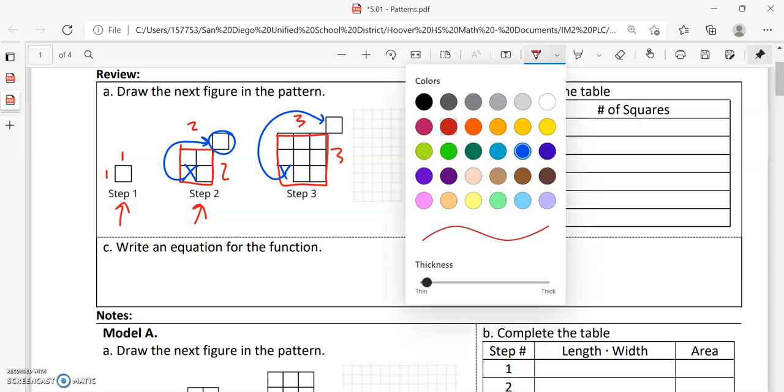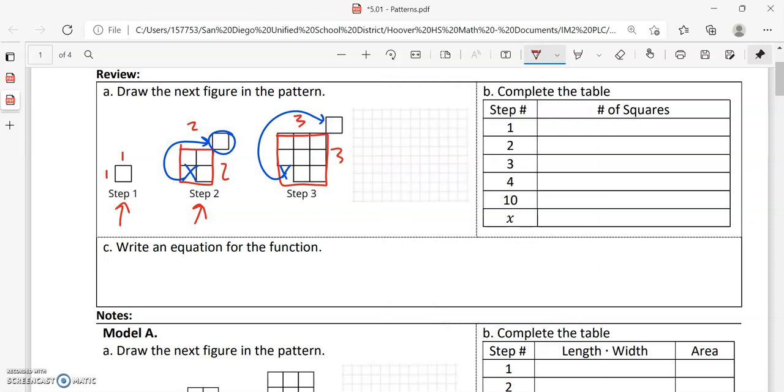So we can assume that our fourth step, step 1 is a 1 by 1, step 2 is a 2 by 2, and then a 3 by 3. So we're going to do a 4 by 4, but make sure we subtract 1 box and add 1 more on the outside. So let's complete the table. Step 1, we have 1 square. Step 2, we can count, we have 4. Then we have 9. And then in here we have 16.